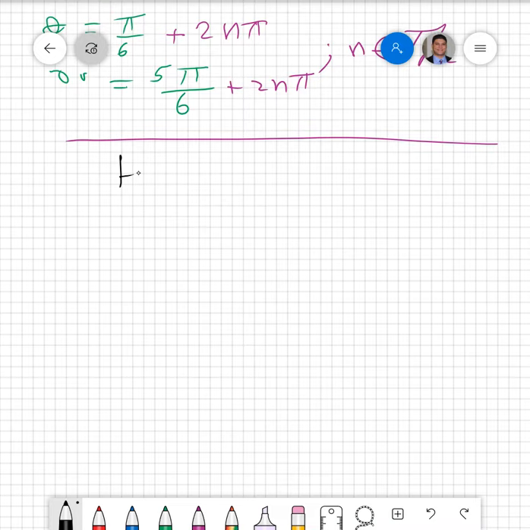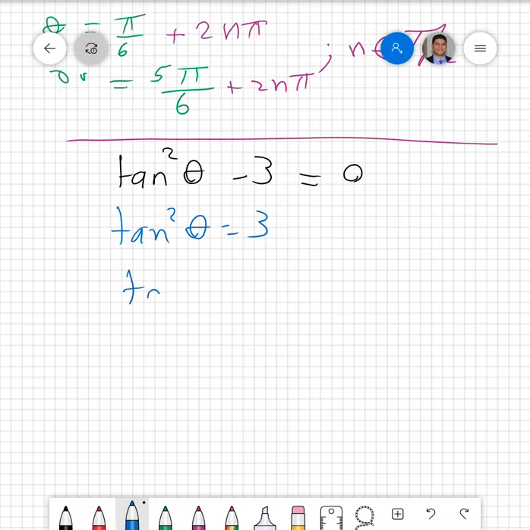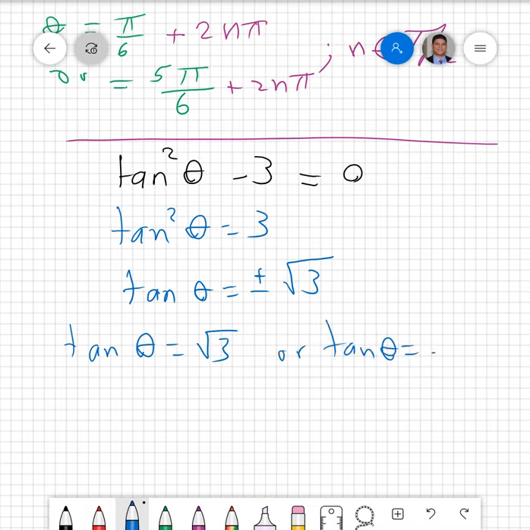tan square theta minus 3 equal to 0. So first we need to isolate tan theta. So tan square theta equal to 3. That means tan theta equals positive or negative radical 3. So here tan theta equal radical 3 or tan theta equal negative radical 3.